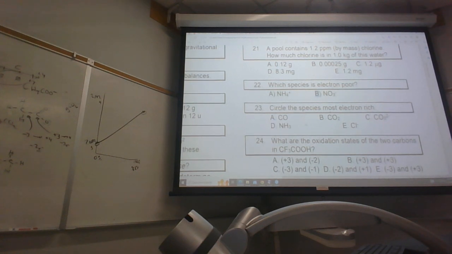A you can burn in a fire. B you cannot burn in a fire, because nitrogen in B is +5. That's maxed out. It can't lose any more electrons. So that's max poor, that's electron poor. And then ammonium is max rich. What's the oxidation state of nitrogen in ammonium? -3. -3 is max rich.